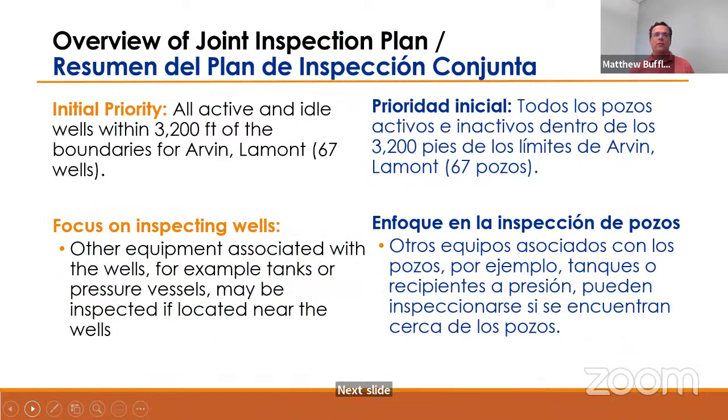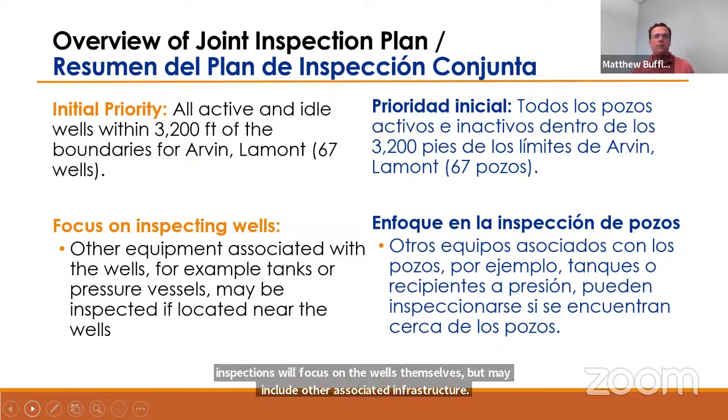So our initial thoughts on joint inspection effort is to prioritize wells near your communities. What we're proposing to do is joint inspections on all active and idle wells that are within 3,200 feet of the boundaries of Arvin and Lamont, which appears to be about 67 wells. These inspections will focus on the wells themselves, but may include other associated infrastructure like tanks and pressure vessels if they are near the wells.